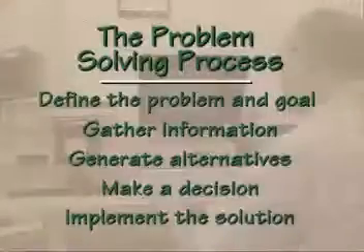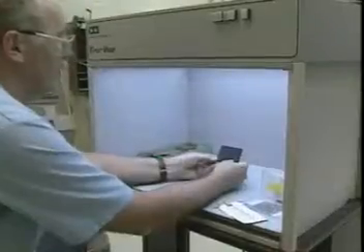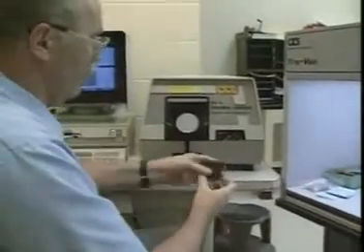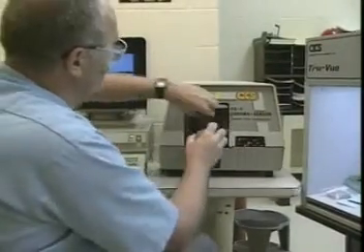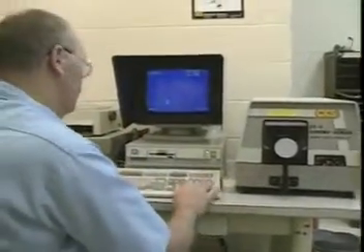The third step is to generate alternatives. In this case, some alternatives might be to revise the quality control procedures, hire additional personnel to test the product, or provide additional training for existing personnel.